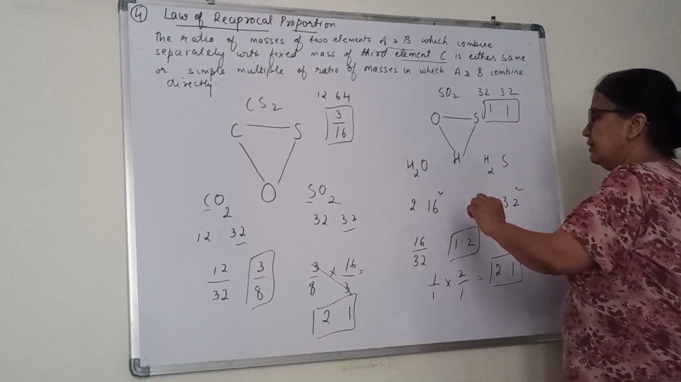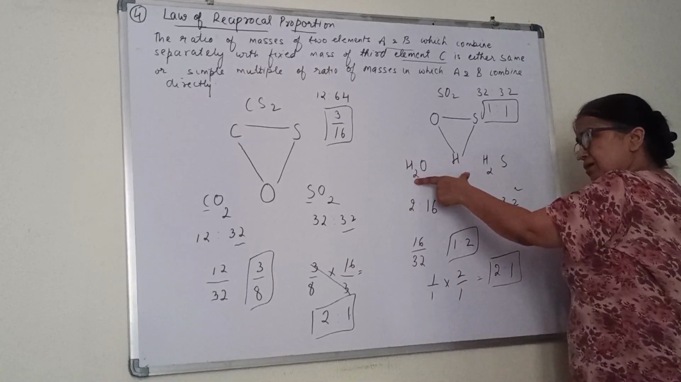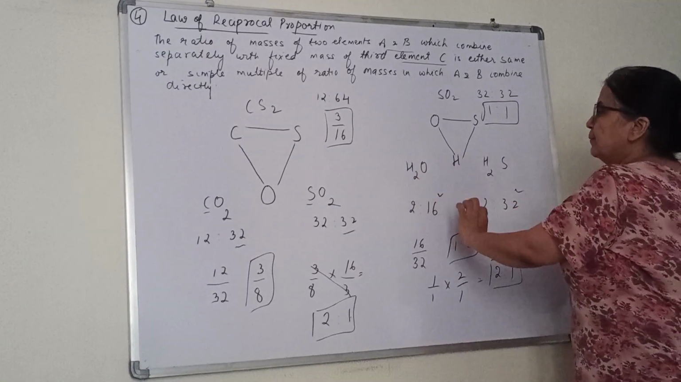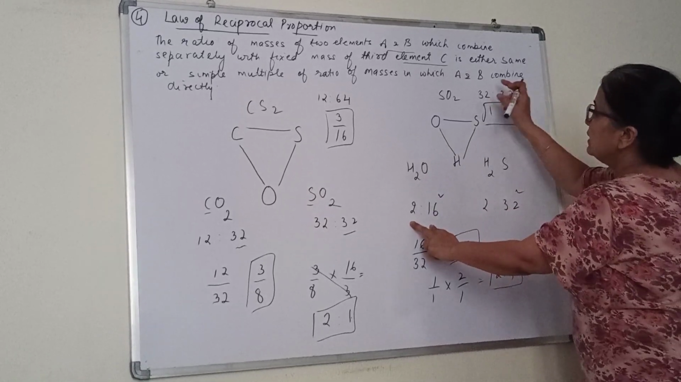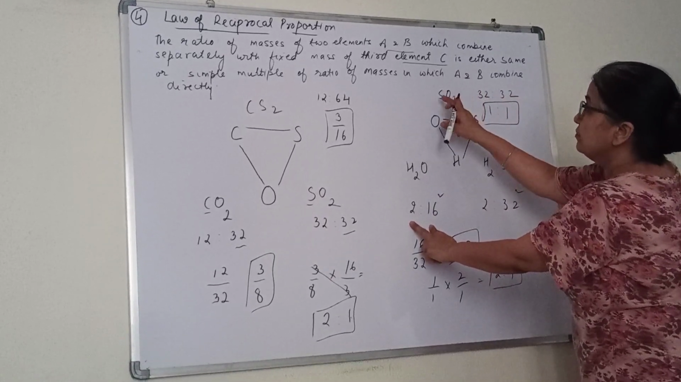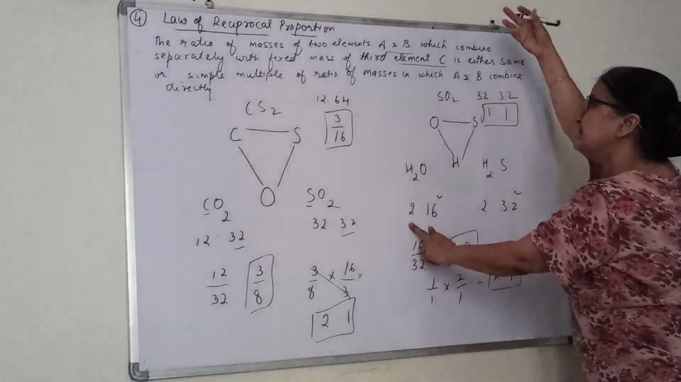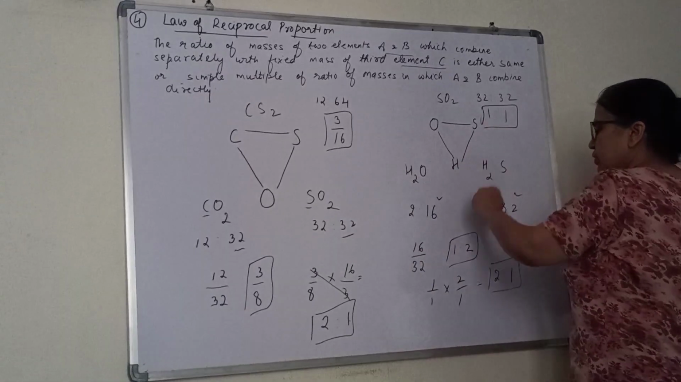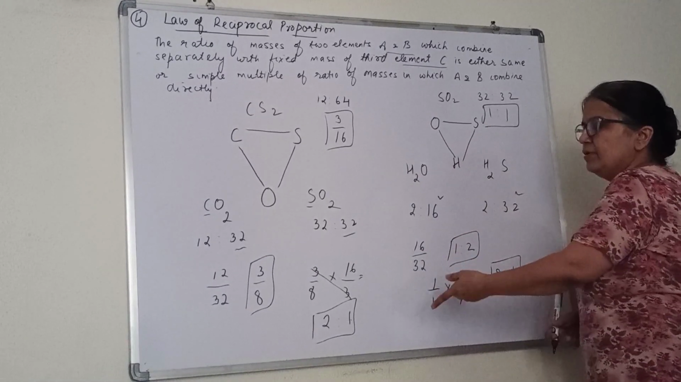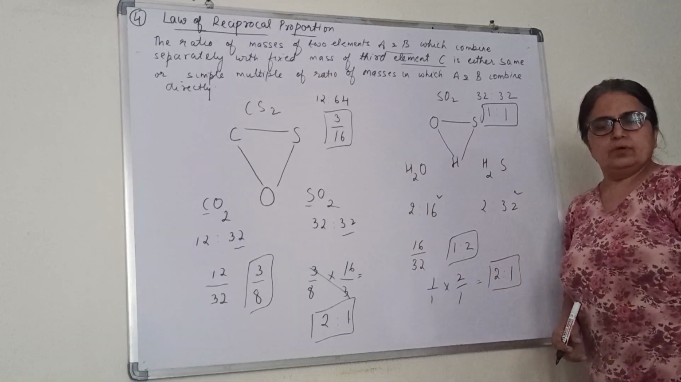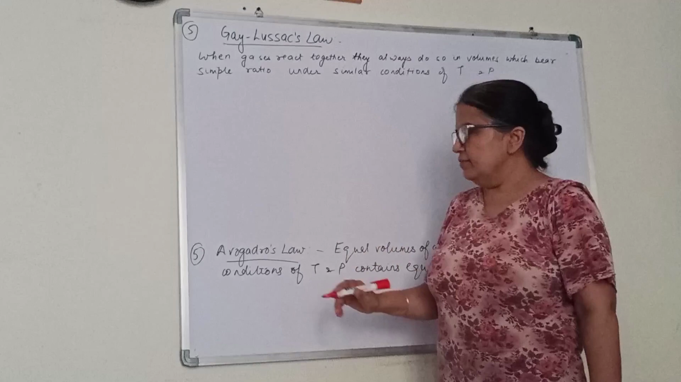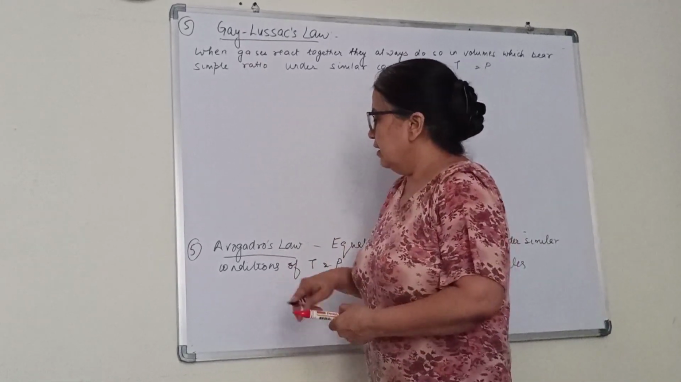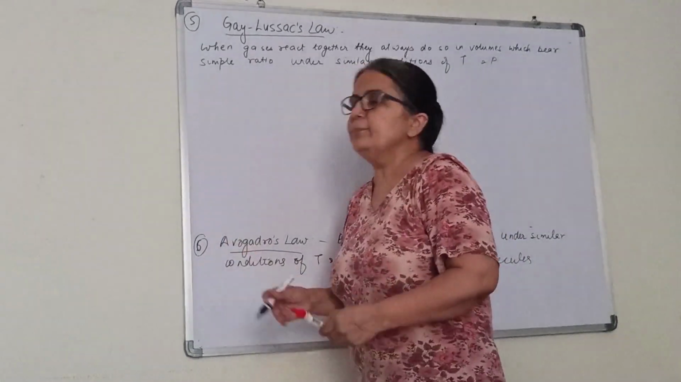So what we have done here, we kept hydrogen fixed and compared the ratio of oxygen and sulfur. We compared the ratio of these two elements when they combine with each other. This ratio and this ratio, if you compare, they will bear a simple whole number ratio. Clear? Now, two more laws are there. We will discuss them. They are quite simple.